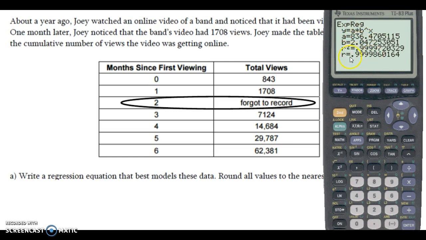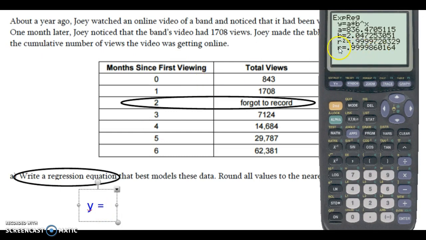And remember that R, which tells us whether or not the relationship is strong, this R value is 0.99998, really close to 1. So it looks like this regression line is a very, very strong relationship. All right, since that R value, the correlation coefficient, is so high, let's go ahead and use exponential regression as our equation. So the equation should start off with y equals.